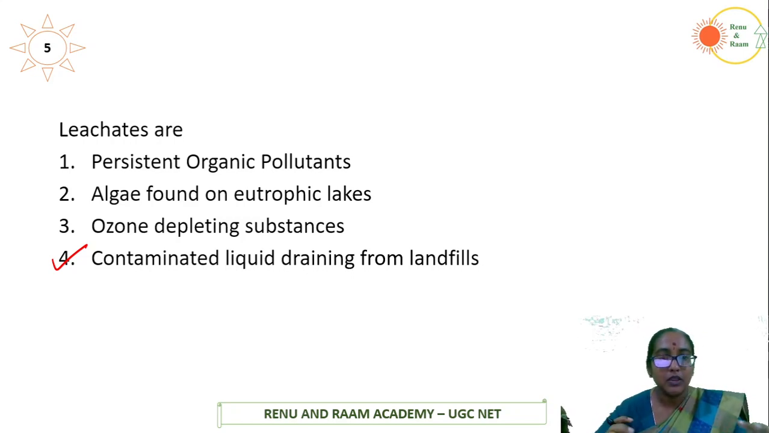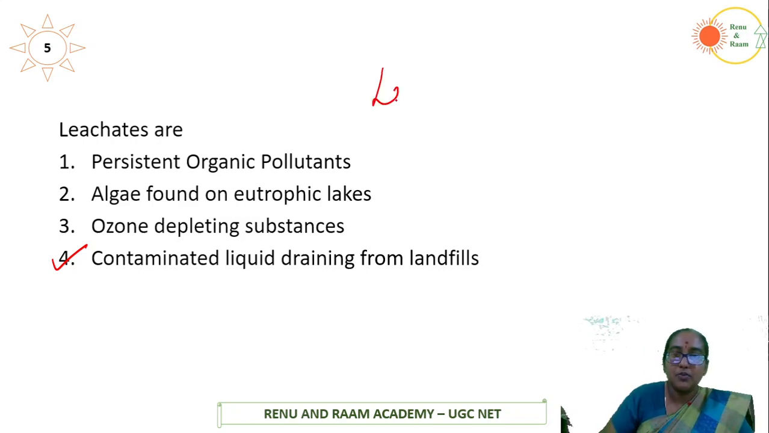So what will happen? The pure rainwater will become black in color and smelly in nature. That contaminated water is called leachate. So leachates are nothing but contaminated water. The process where pure water or any other water gets mixed with the trash or any other pollutants is called leaching.